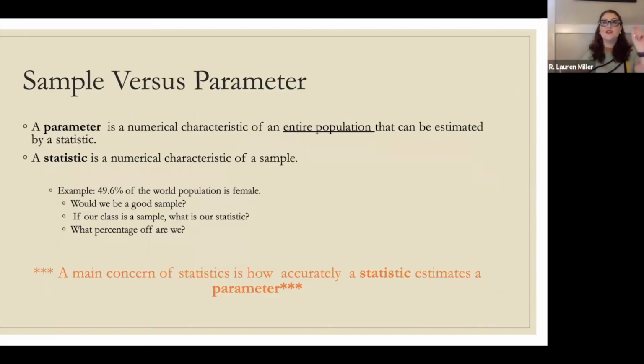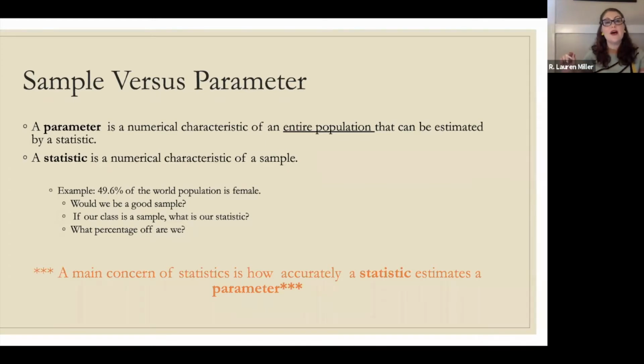Okay, so how does a sample differ from a parameter? So a parameter is a numerical characteristic of an entire population, right? That can be estimated by a statistic. The statistic is the numerical characteristic from our sample. So we gather information about our sample in hopes to make assumptions about our population.